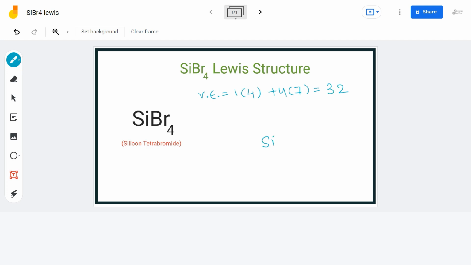Now for the arrangement of atoms, we will put silicon in the center and arrange bromine atoms around it somewhat like this. And to show a bond between them, we will place a pair of electrons. Now as you can see, the silicon atom has completed its outer shell, but each bromine atom needs 6 more electrons to complete its octet. So we'll assign 6 to each bromine atom. So let us go ahead and do that.